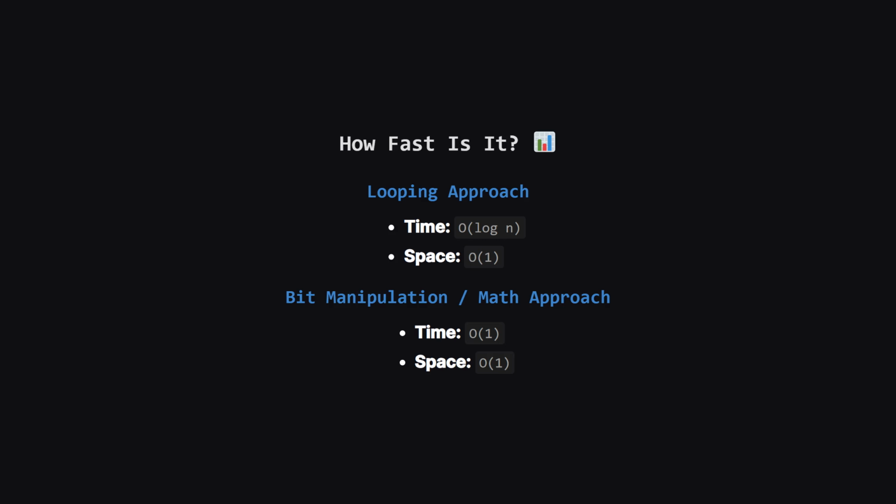Let's talk about performance. The looping solution's runtime depends on the size of the input number. We call this big O of log n. But our no-loop solution? It performs the same few checks regardless of whether the number is 4 or 4 billion. This is called big O of 1, or constant time, and it's incredibly fast. Both solutions use constant space, meaning they don't need extra memory.